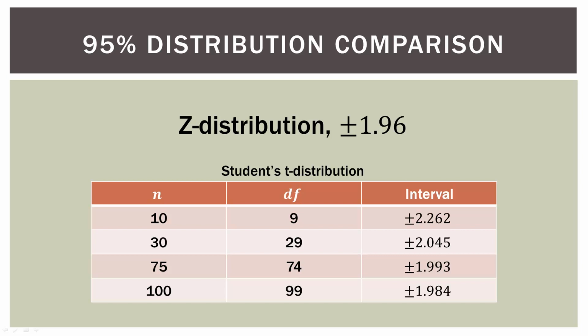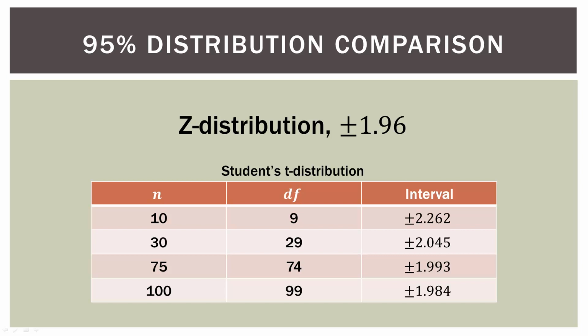So what happened to the interval? Well, it got narrower. Why? Our sample size increased. Let's go to a sample size of 75. Degrees of freedom 74. Now our interval is plus or minus 1.993. And again, we just pull these from the t-distribution table we had before. So what happened to the interval again? Well, it narrowed even further. Why? Our sample size went up.